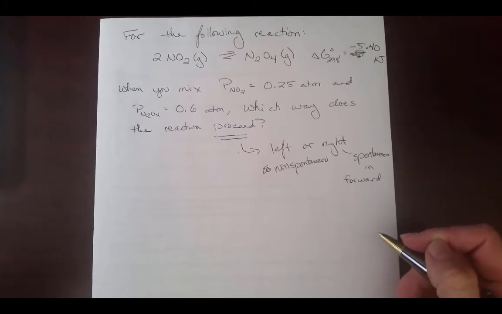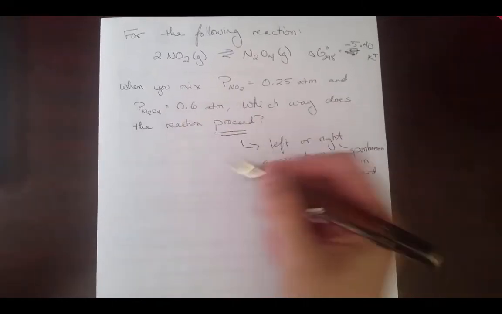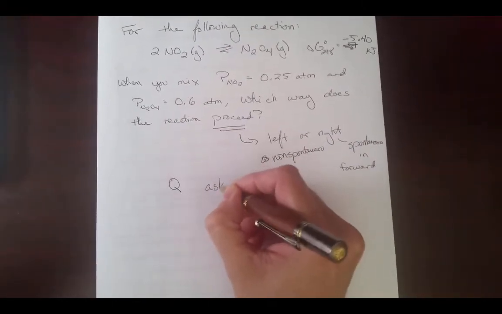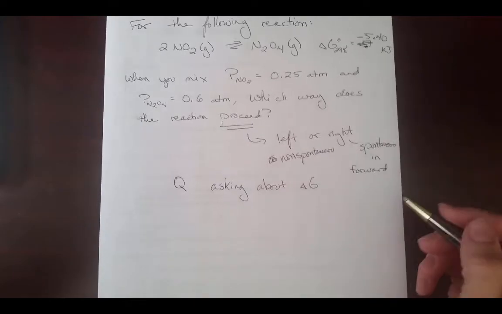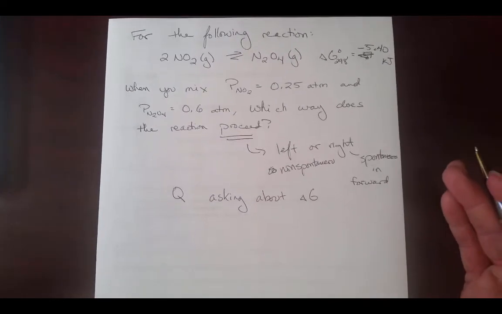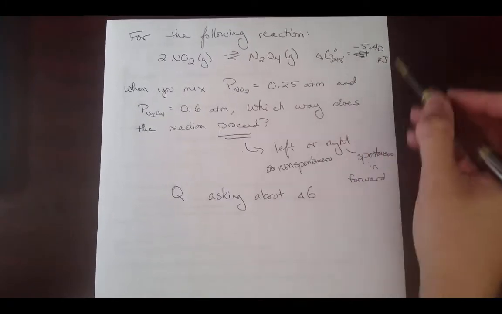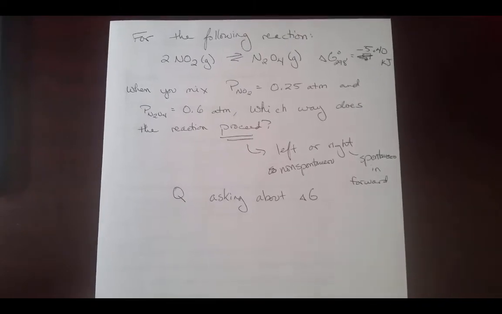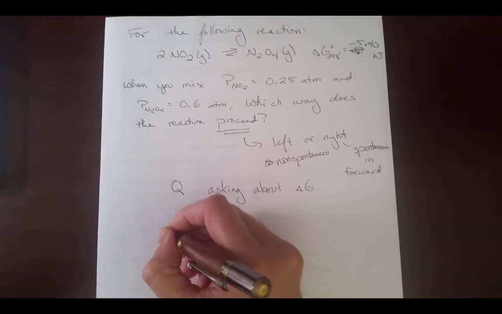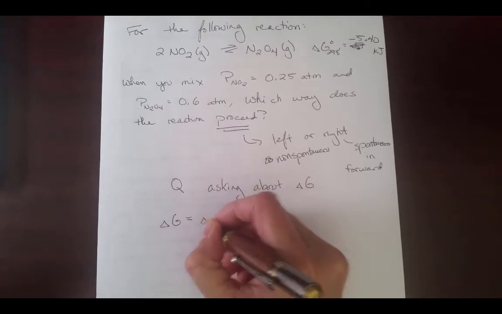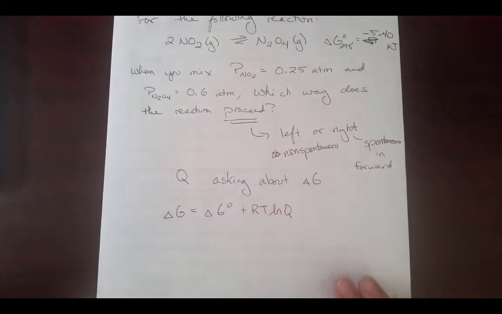So if we want to know which way that proceeds, and we're given some various values, what we really have right here is Q, and we're asking about delta G. You can also think that we're really asking about equilibrium, which way everything is going to shift, but we haven't been given a K value here, we've been given a delta G standard value. So for this question, we're going to use our equation. Delta G equals delta G standard plus RT natural log of Q.